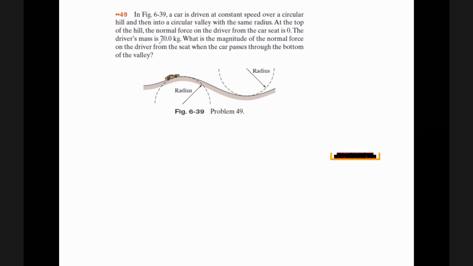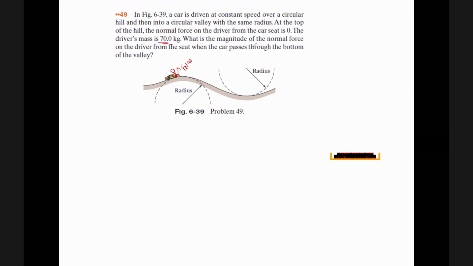At the top of the hill, the normal force on the driver, so there is a driver seated here. He said the normal force Fn is zero. Of course we know there is a surface, but this is in the question. He said assume the normal force is zero. Someone might say, but you told us if there is a surface there is a normal force. True. But he said assume the man feels himself flying, he doesn't feel the chair, so the normal force is zero. The driver's mass is given, 70 kilograms.